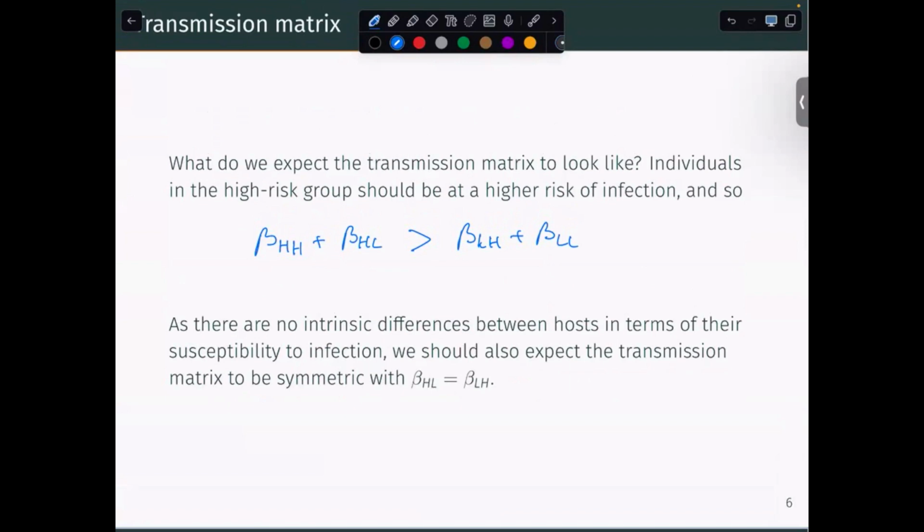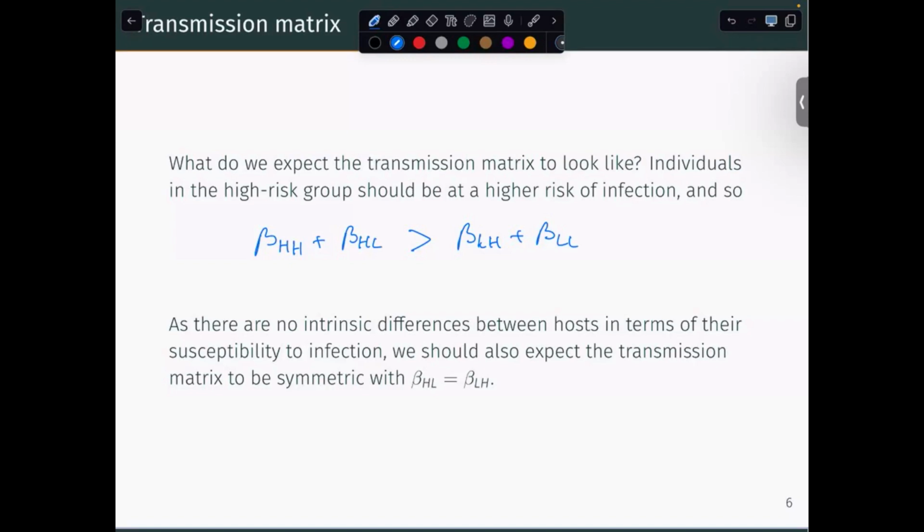So there are no intrinsic differences between these hosts. That was an assumption that we made in terms of their susceptibility to infection. It was all about just their behaviors, their contact rates. So because of that, we should also expect this matrix to be symmetric. In general, that's not necessarily going to be true, but what I mean here is that this beta HL and beta LH should be the same thing. This is just basically saying it's all down to contact rates, and those contact rates are symmetric.